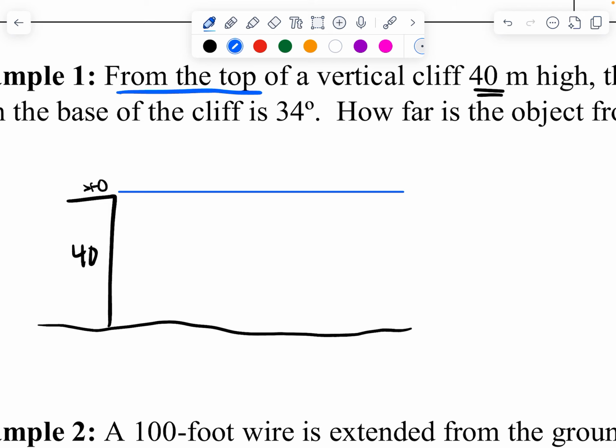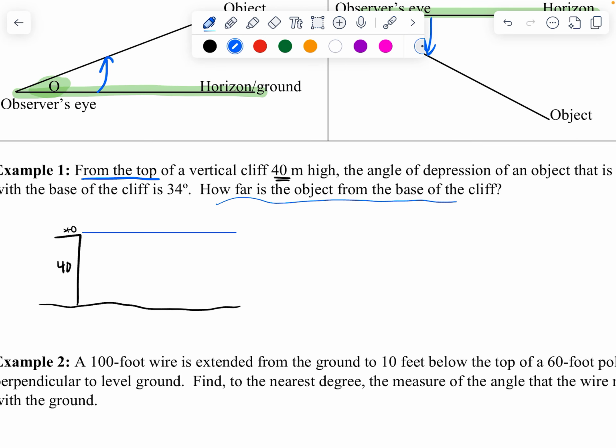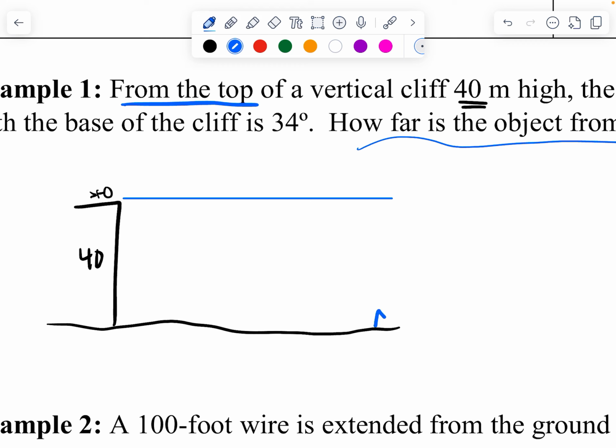Then there's an object some distance from the base of the cliff. I don't know where it is. So there's an object over here in the distance, and we are spying at said object. There's your triangle right then and there. We have a horizon, and angles of depression go from the horizon down, and that is a 34-degree angle. That is your setup for this.